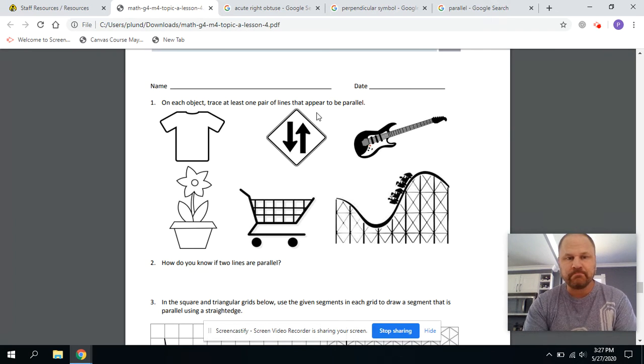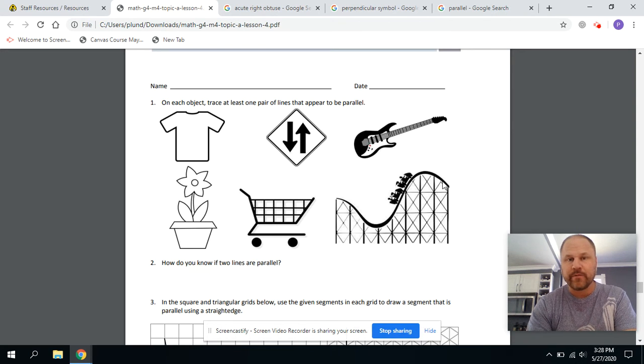Well, most of these do have, if you look at the guitar, you're like, huh? But the guitar strings are parallel to each other. Roller coaster, but wait, what about these posts? They're parallel to each other.